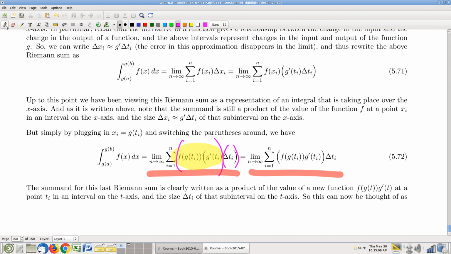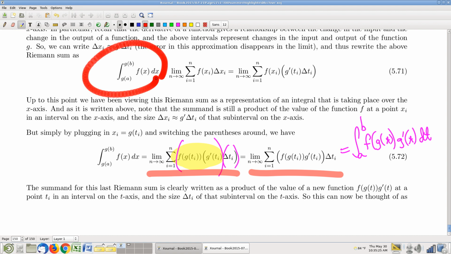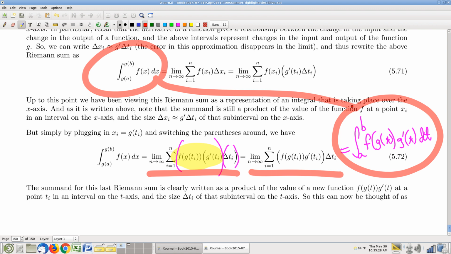This is the integral from a to b of f of g of t, g prime of t, dt. And so, in fact, we have shown that this x integral is equal to this t integral. Said differently, this integral from g of a to g of b is equal to this integral from a to b. Different domains, yet these integrals are always equal. Is everybody on board? Okay.